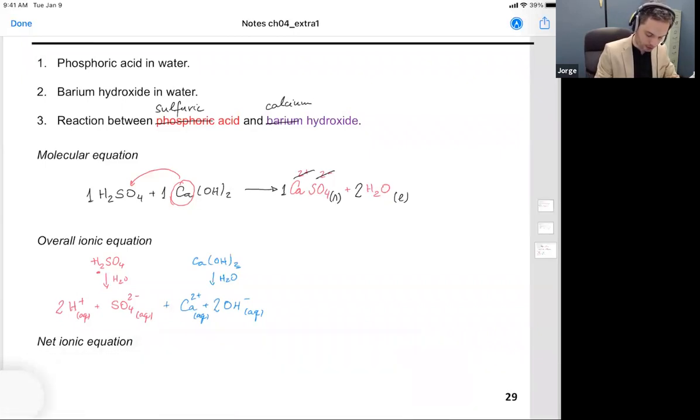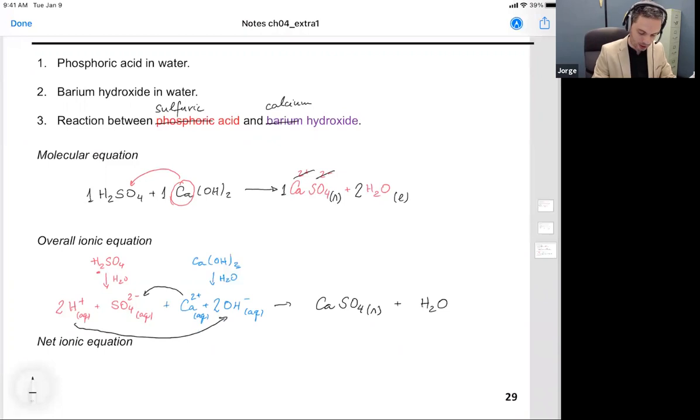Now we react. Positive is going to look for the negative. That's going to form calcium sulfate. We know that calcium sulfate is a solid, therefore it will not split up in water. That's how it will show up in the equation. And same thing here, positive is going to look for the negative and form water.